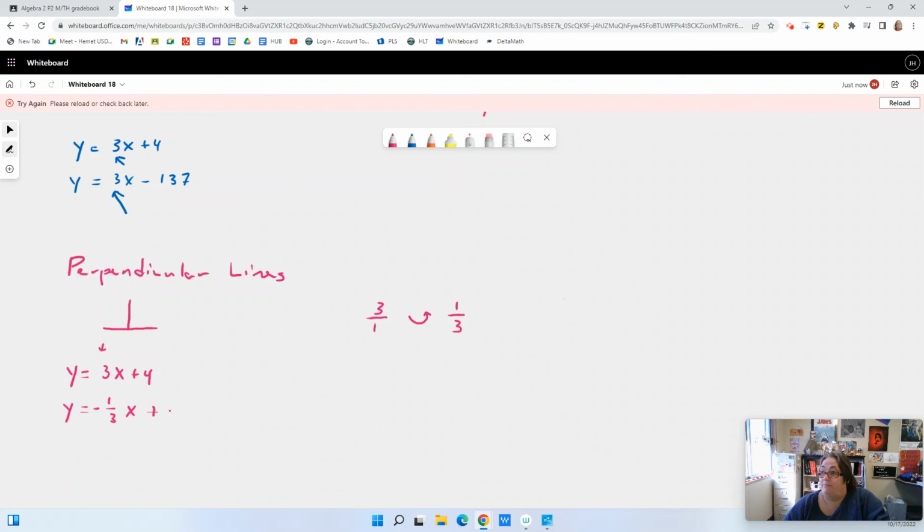So let's call it 2 or 200 or 2 million. It doesn't matter. What we know is as long as these slopes are opposite reciprocal, those lines would be perpendicular. Does that make some sense?